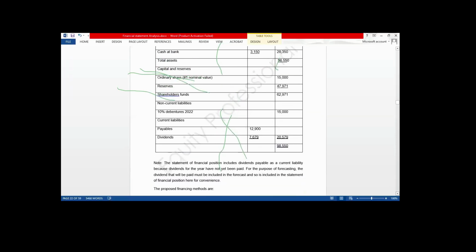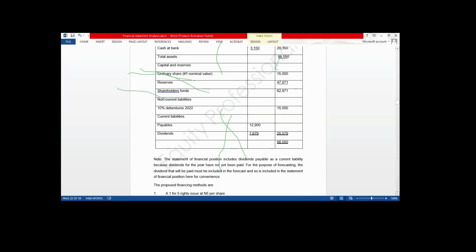Dividend is reflected under your current liability. Notes: the statement of financial position includes dividend payable as a current liability because dividend for the year has not yet been paid. For the purpose of forecasting, dividend that will be paid must be included in the forecast, and so is included in this statement of financial position for convenience.